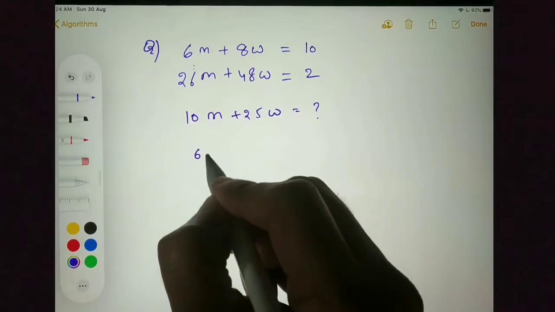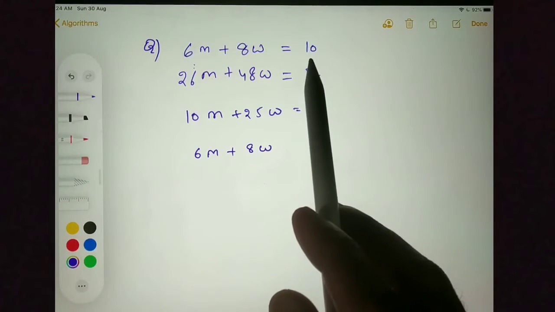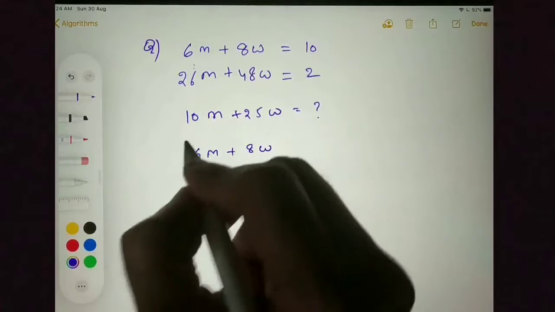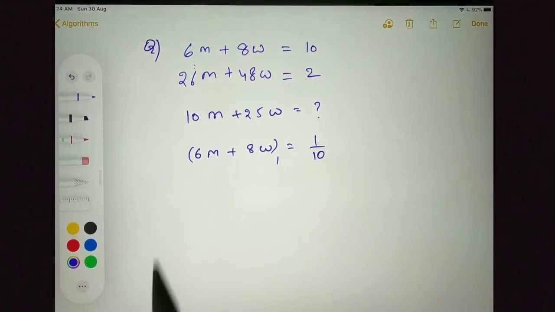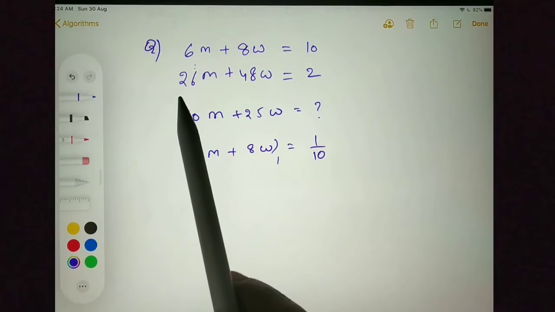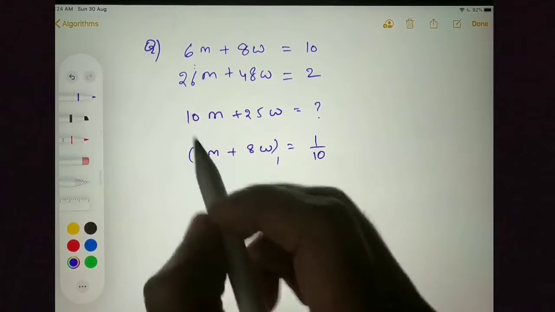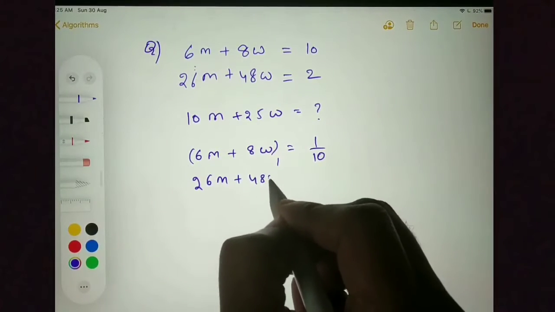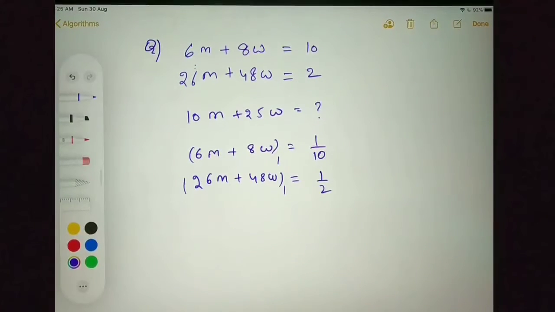6 men and 8 women can complete the task in 10 days. So what is the 1 day's work of 6 men and 8 women? That is 1 by 10. And what is the 1 day's work of 26 men and 48 women? That is 1 by 2. Now let's solve these two equations.